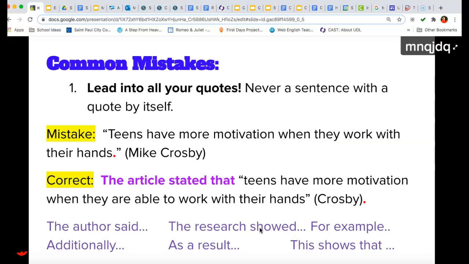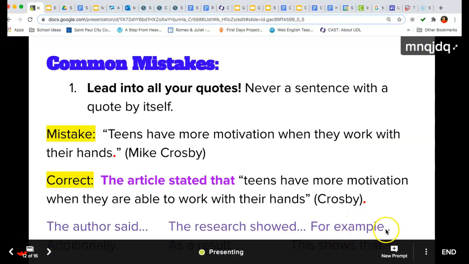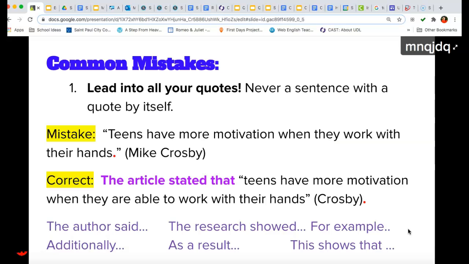The other way to lead into quotes is by using transitional phrases like for example. So for example, and then use the quote, teens have more motivation when they're able to work with their hands. Another transition phrase would be additionally, as a result, or this shows, right? These are all phrases that you put at the beginning that will help you lead into your quote. So additionally, teens have more motivation when they're able to work with their hands, or as a result, teens have more motivation when they're able to work with their hands.